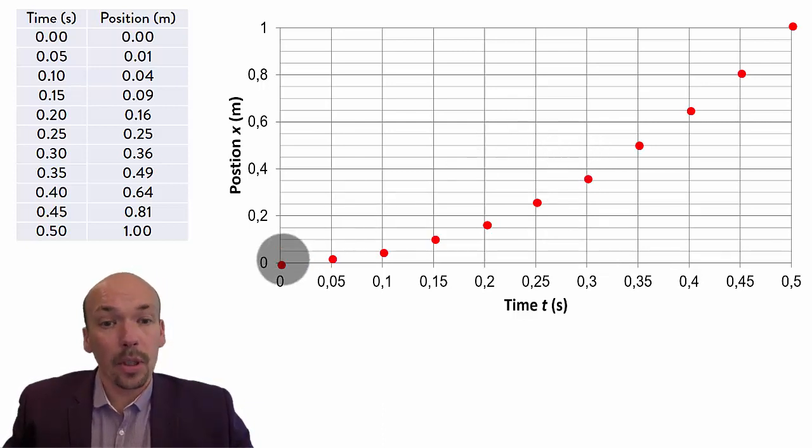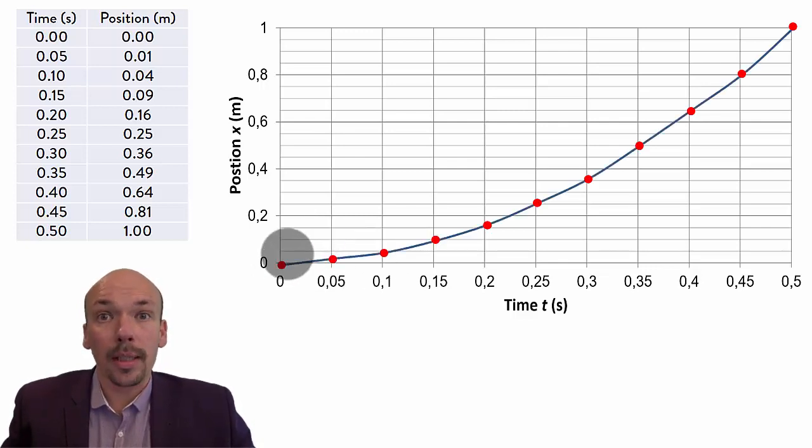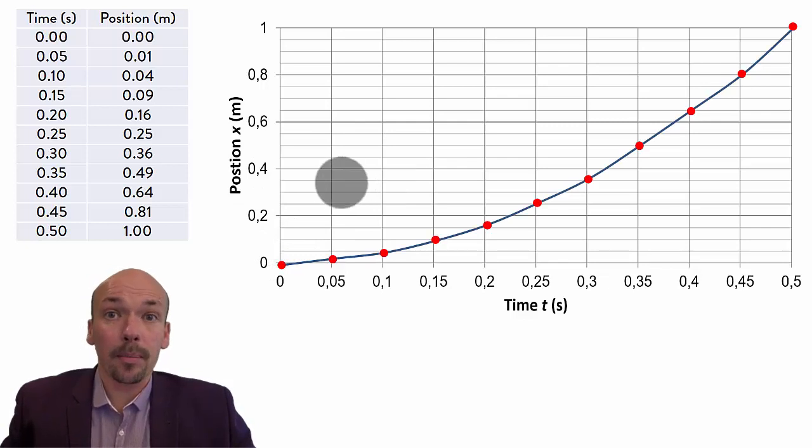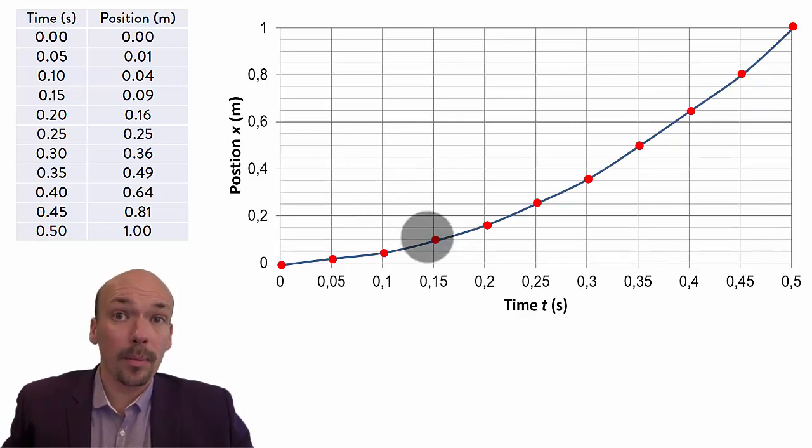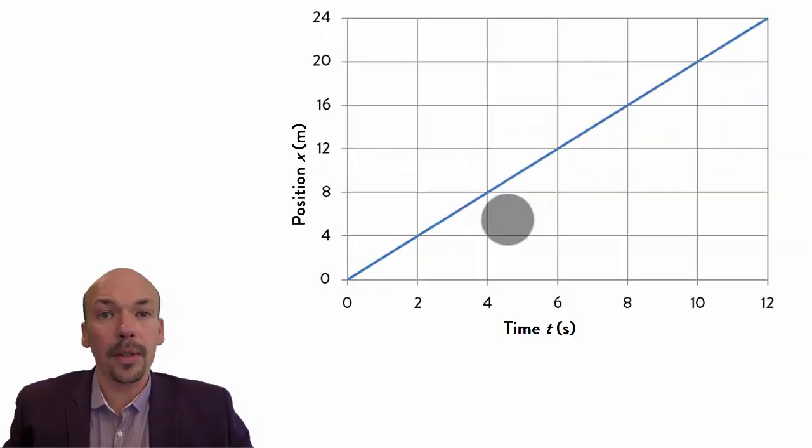Now you have to connect them. And you have to connect them with a fluent line. So don't connect them with straight lines, but just use a fluent line and it will look like this. So now we have made a position time graph from the movement which we saw in the photo in the previous slide. Here you can see a straight line.